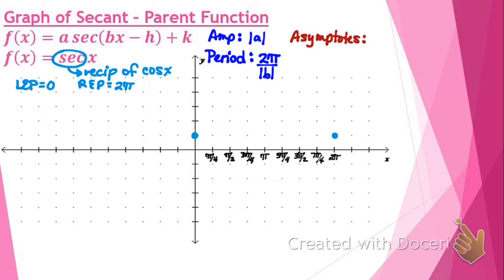Where's the minimum? Pi. And how far down do I go? I go down 1 below the x-axis, so down at -1. Where do we cross the midline at? Pi over 2 and 3 pi over 2. So here's my ghost of cosine. And I need another whole period of that.